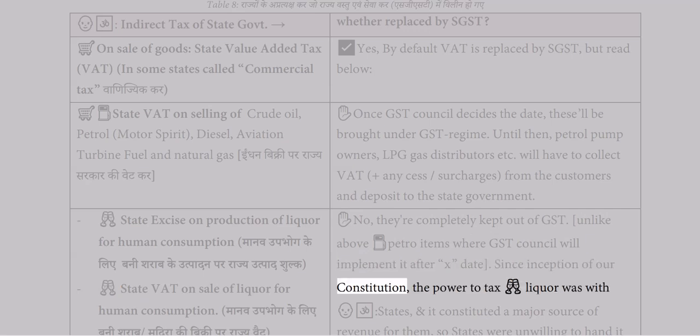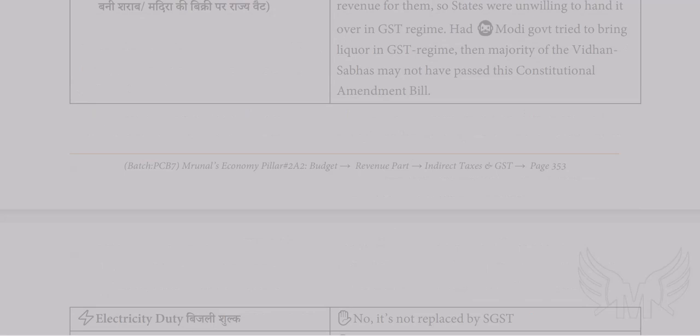Since the inception of our Constitution, the power to tax liquor was with states, and it constituted a major source of revenue for them, so states were unwilling to hand it over to the GST regime. Had the Modi government tried to bring liquor into the GST regime, then the majority of the Vidhan Sabhas may not have passed this constitutional amendment bill.